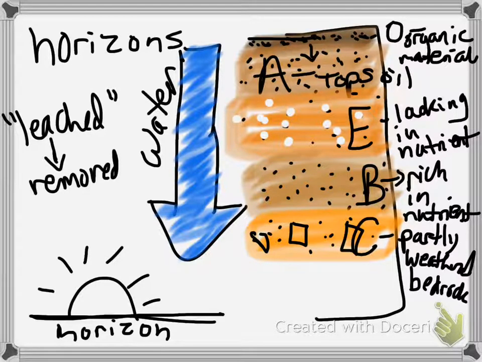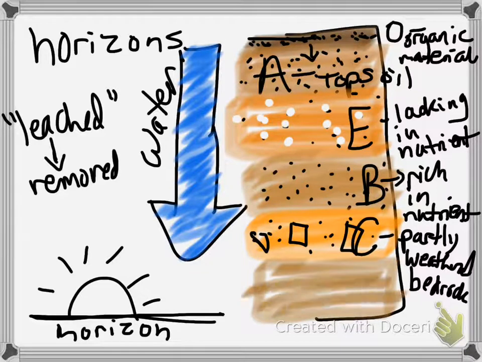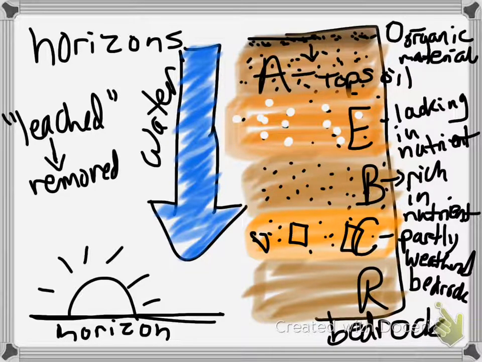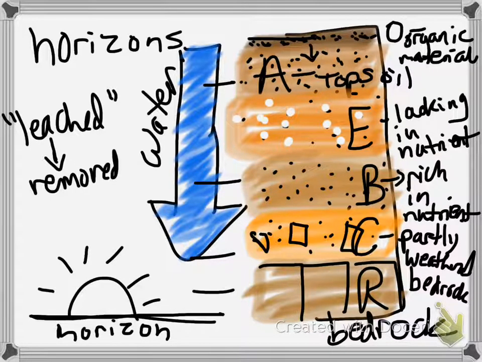Finally, on the bottom we have the R layer. The R horizon is bedrock. So think R for rock. So basically think of it like you have A, B, C, right? A, B, and C, and then with rock underneath it.